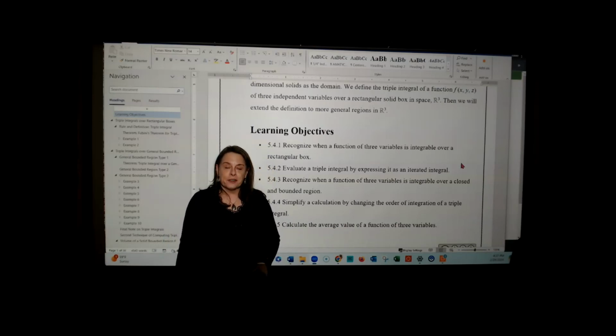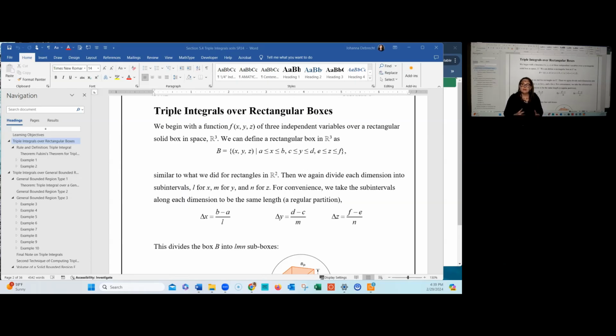Allow me to share my screen and we'll get started. Let's suppose that we start with a function of three independent variables, x, y, and z. This means that we're actually in four-dimensional space because our dependent variable w depends on the value of x, y, and z, which are our independent variables. We're going to start with this function over a rectangular solid box in R3.